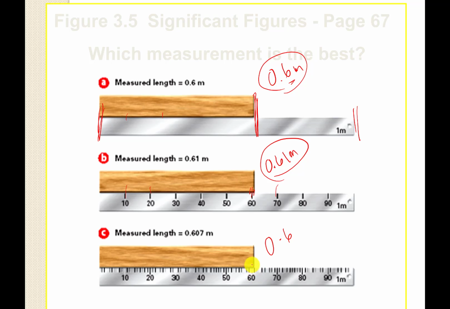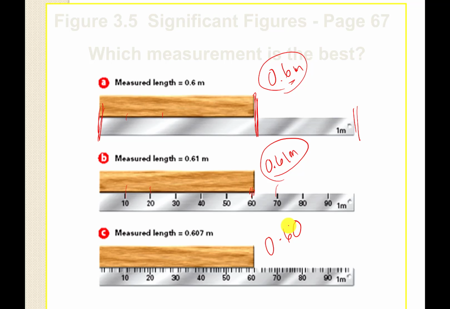Let me correct that. It's going to be somewhere between 0 and 1. Because it's between 6.0 and 6.1, the next number must be a 0. Obviously if something's going to be between 0 and 1, it must have a 0 there.